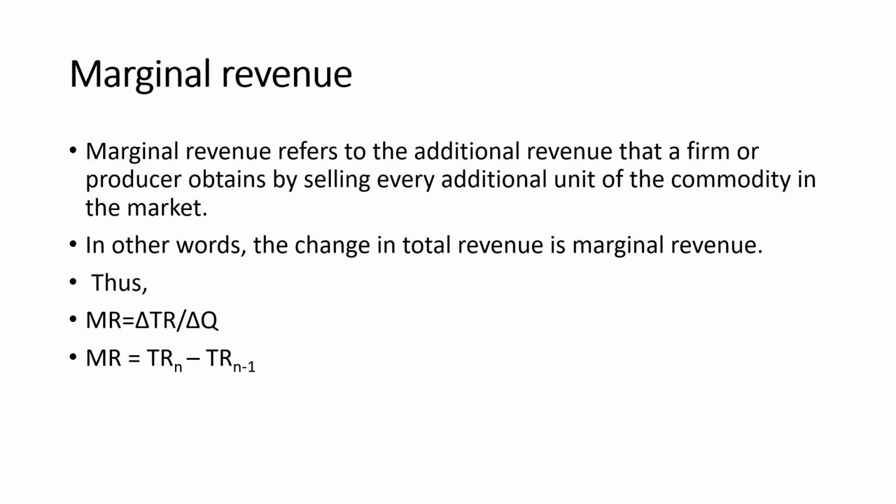In other words, we could say that marginal revenue is the addition or changes made to the total revenue as a result of changes in the quantity sold in the market. That is, marginal revenue is equal to delta TR by delta Q. Delta means change, TR is the total revenue, and Q is the quantity of output sold in the market. And in other words, we could say that MR is equal to TRn minus TRn minus 1. TRn is the total revenue of this particular period, and TRn minus 1 is the total revenue of the last period.